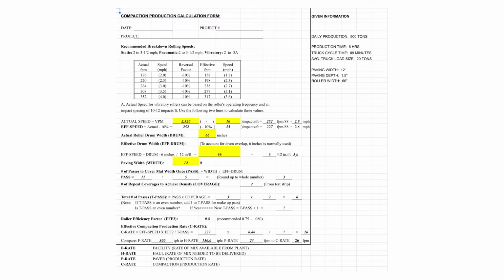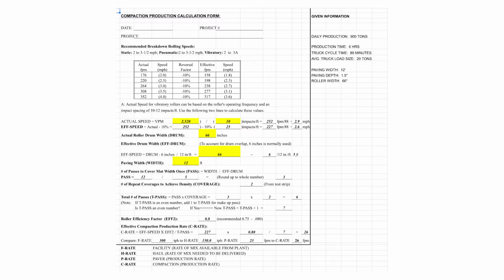Your drum width is 66, that's given, and then you need to allow for a 6-inch overlap with each pass of the roller, so you need to deduct 6 inches off of that. So in essence, you really have a 60-inch wide roller. Paving width is 12 foot, so now we'll calculate the number of passes to cover the mat one time. You've got your 12 foot divided by your 5 foot, which is your 60 inches divided by 12, your 5 foot.